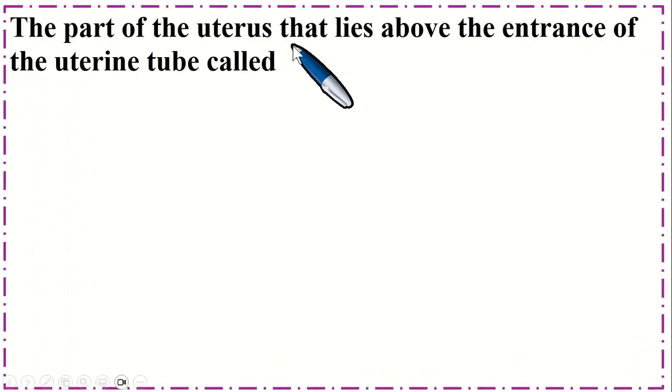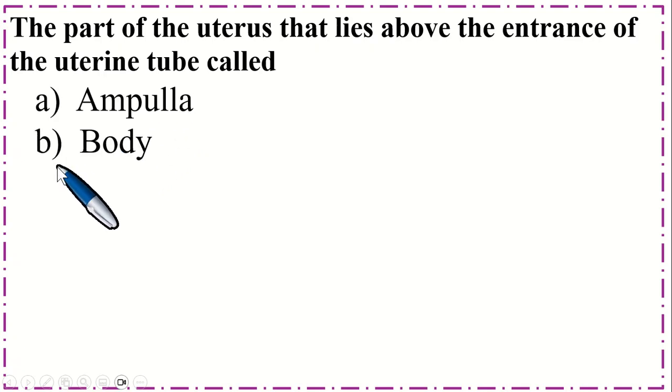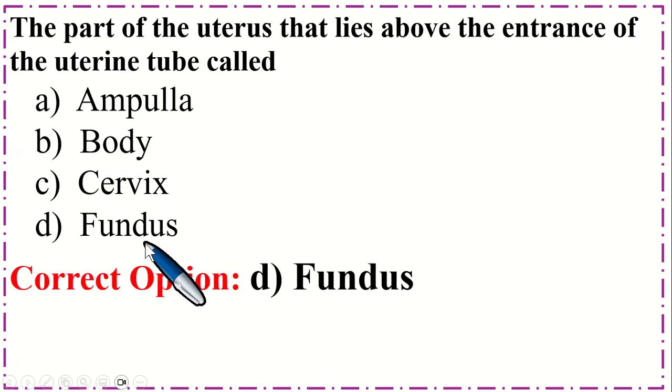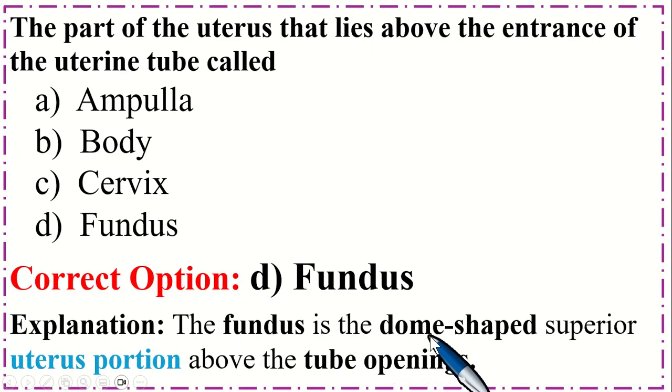The part of the uterus that lies above the entrance of the uterine tube is called option A ampulla, B body, C cervix, and option D fundus. So the correct option is D fundus. The fundus is the dome-shaped superior uterine portion above the tube opening.